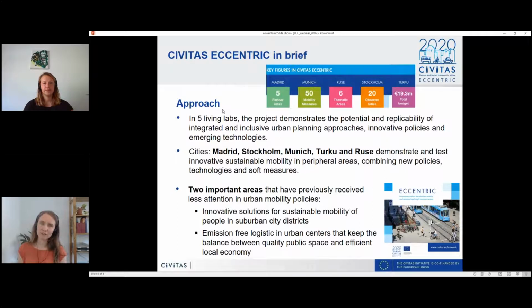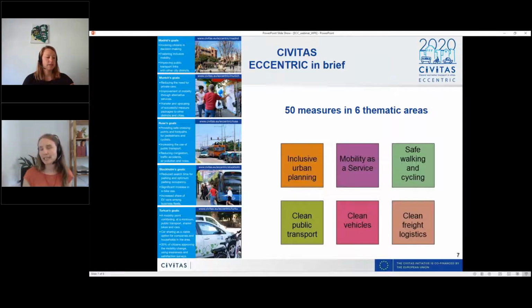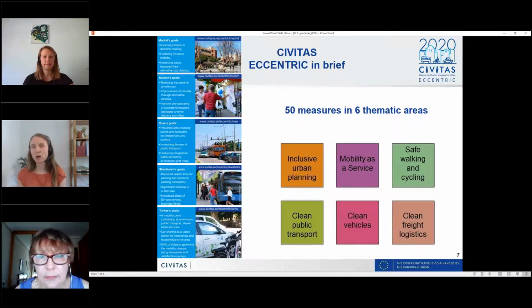So I already said those are 5 cities. There's a lot happening in Eccentric. We have a total of 50 measures that are focusing on 6 different thematic areas, all related to sustainable urban mobility in peripheral areas. The first thematic area is inclusive urban planning. Second is mobility as a service. Then the third is safe walking and cycling. We have clean public transport, clean vehicles, and then, as I already mentioned, clean freight and logistics. Today, we will focus on the first, which is inclusive urban planning.